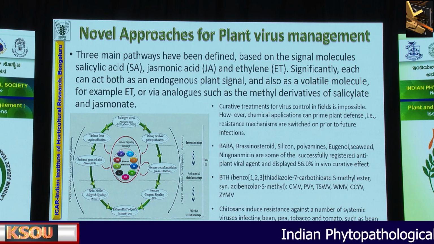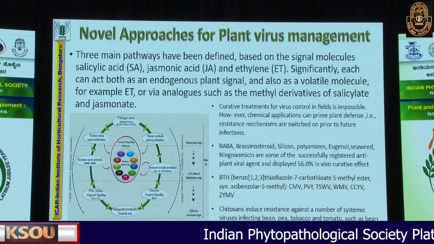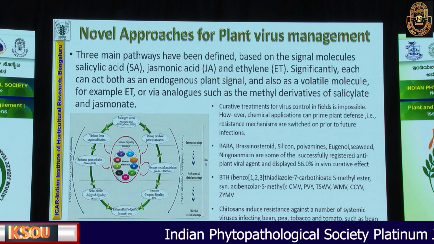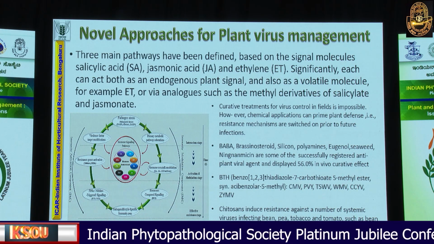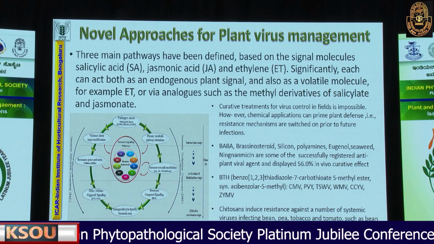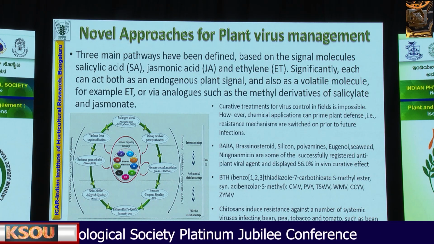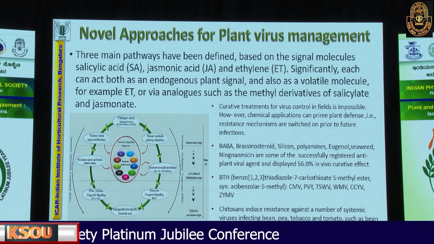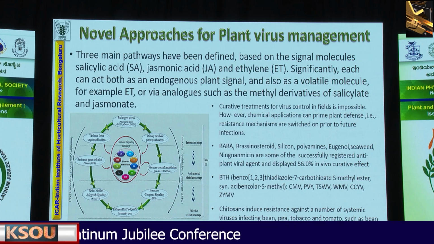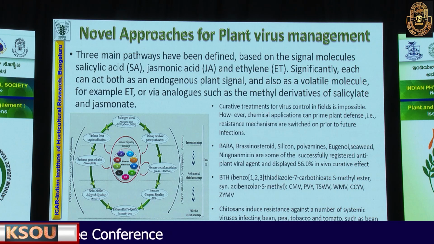One of the earlier chemicals used is BABA, brassinosteroids, silicon and BTH. BTH is the commercial formulation used worldwide, except in India. But now Professor Podili has explained chitosan to you, sir. Currently chitosan is being used to induce virus resistance, in combination with other metal ions as well as with other stimulants and bioagents.